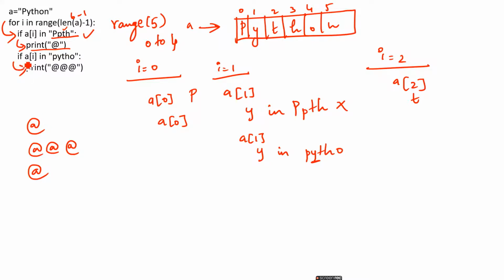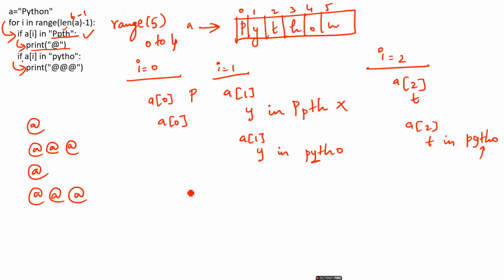Again one if condition is there. So we will check that condition also. We will check A of 2, that is T. T in PYTHO. T is there. So the condition is true. We have to print @, @, @. In this way we will get the output.